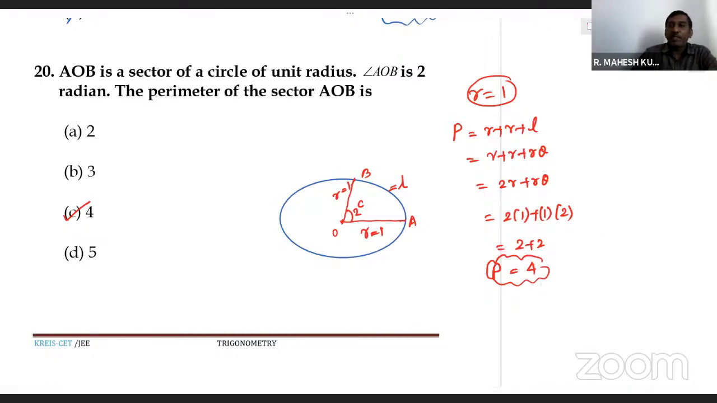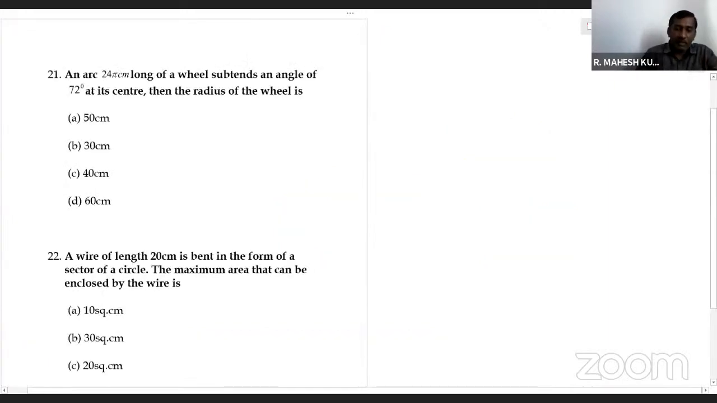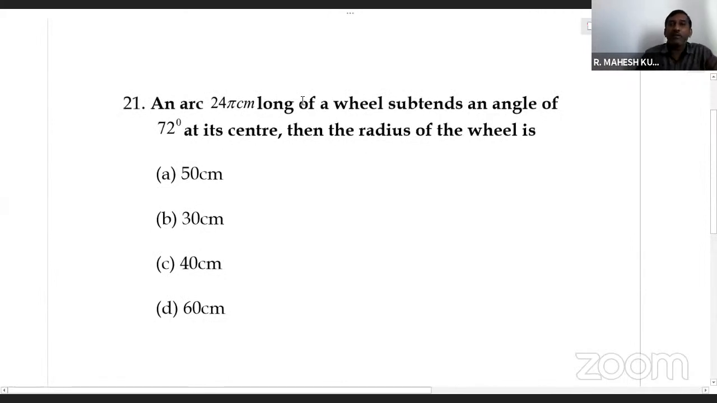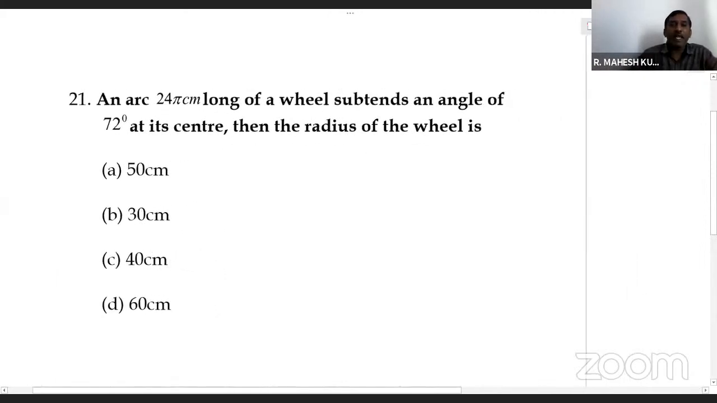Right. So the 21st question, let's see what the 21st question is. An arc of 24 pi centimeter long of a wheel subtends an angle of 72 degrees at its center. Then what is going to be the radius of the wheel? It is very similar to the previous question. An arc of 24 pi centimeter long.